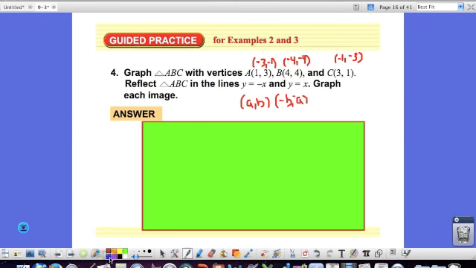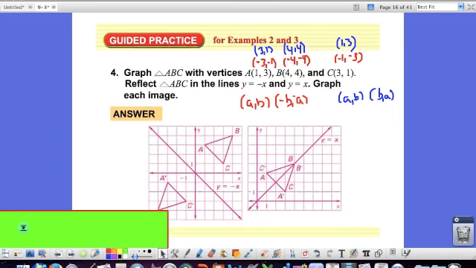Now, for your y equals x, you're just going to take your a and your b value and switch them, but no negatives. So for this one, y equals x: (1, 3) is going to be (3, 1). (4, 4) is going to be (4, 4). And (3, 1) is going to be (1, 3). Now that you've done all that, you can go ahead and graph these.